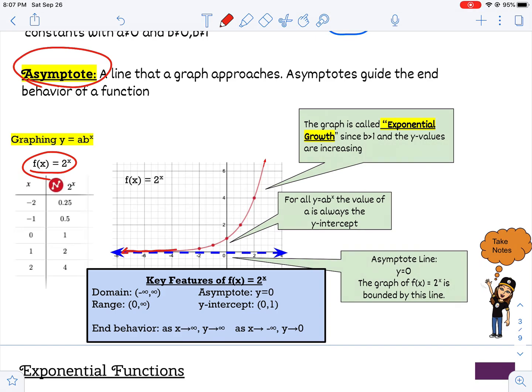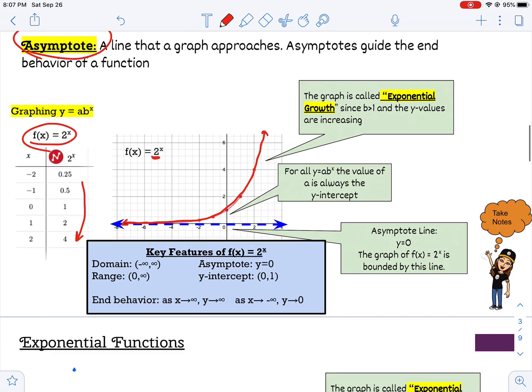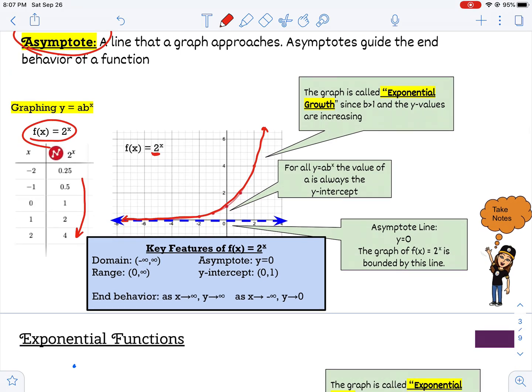I can tell that because this red exponential equation is increasing. I can also tell from the table because again those y values are increasing. I can tell from the 2. Anytime that b value is greater than 1, it will be exponential growth. Okay? The other thing I want to talk about is some of those key features.